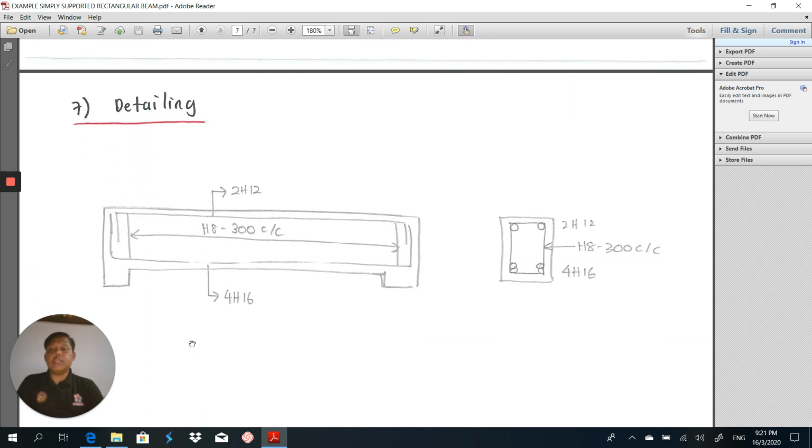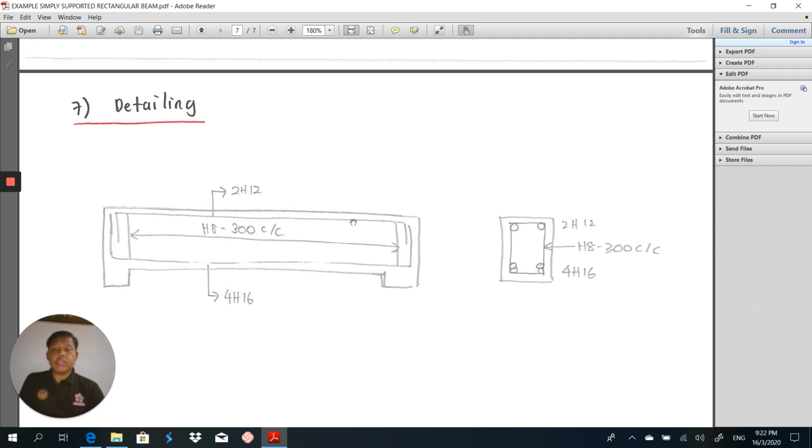Last but not least is the reinforcement detailing. We have to draw the detailing of the reinforcement for the beam, the longitudinal section and also the cross section. On the longitudinal section, here is the bottom reinforcement, which is the tension reinforcement. This is the hanger bar. We provide 2H12 based on AS minimum. This is 4H16. Then this is H8 at 100 center to center, which is the link.